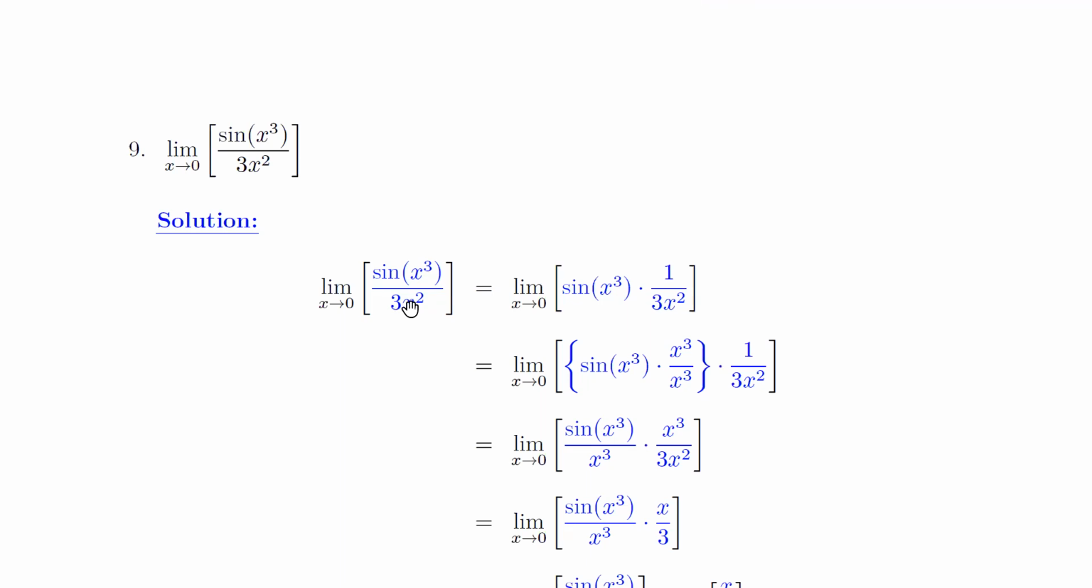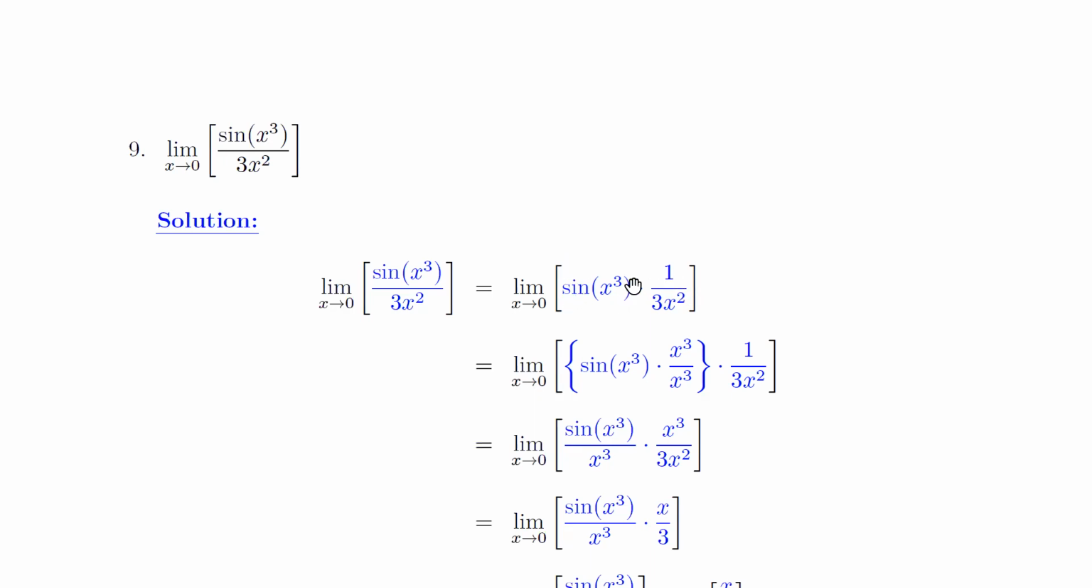Right? So what I'm going to do is I'm going to pull this 3x squared by itself. So I have 1 over 3x squared by itself, just to not confuse me too much. So I write it on the side here, multiplied by the sine x cubed. Make sure you keep it inside the limit though. You only separate your limits once you simplify this enough, and then you're ready to work it out.